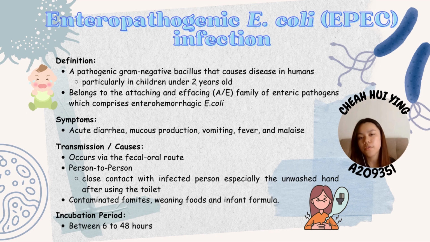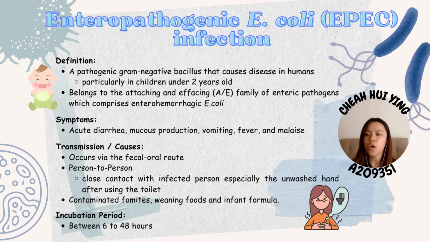The transmission mode or cause of this infection occurs in three ways. Firstly, it occurs via the fecal-oral route. Secondly, it occurs person to person, for example, when there is close contact between an infected person and an uninfected person, especially through unwashed hands after using the toilet, so the infection spreads around. Lastly, contaminated fomites, weaning foods, and infant formula also spread this infection. The incubation period is between 6 to 48 hours.